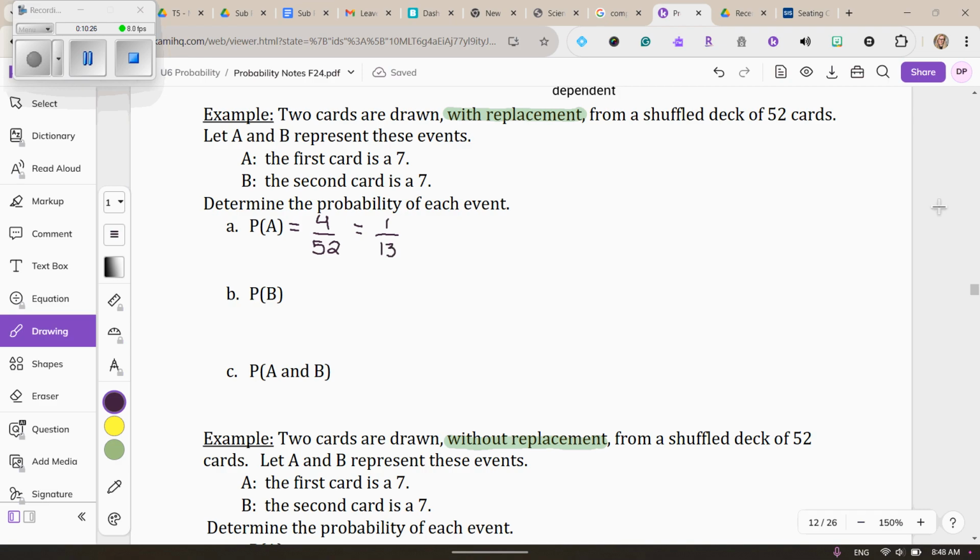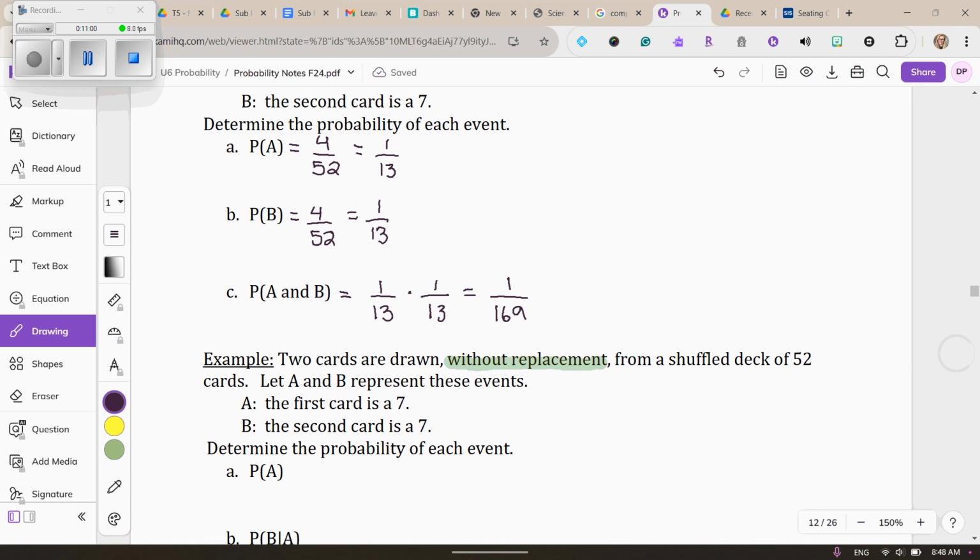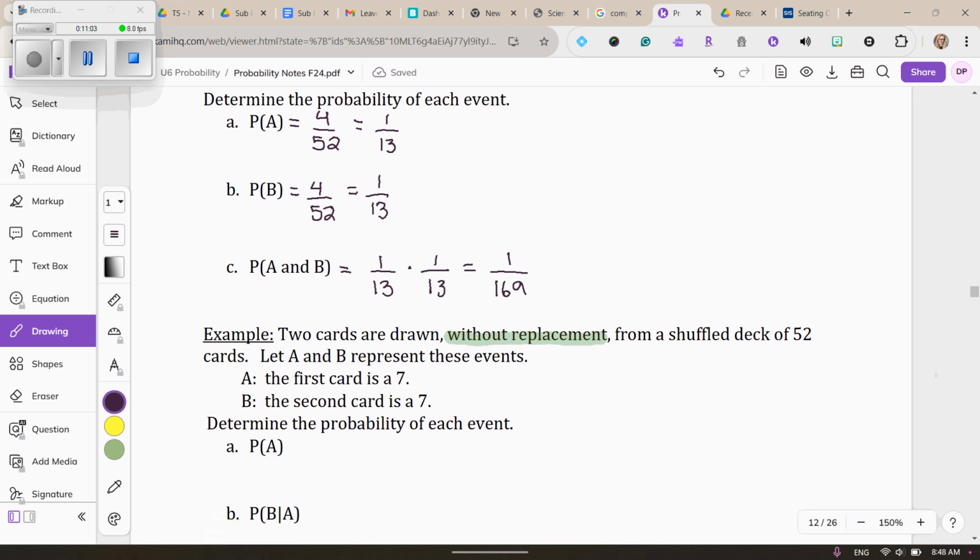Okay, probability of B. So now we've taken the card out, but we put it back in, so it is still 4 out of 52, which is equal to 1 over 13. So for the probability of A and B, we take those two probabilities and we multiply them. Okay, for multiplying fractions, we multiply the tops together and multiply the bottoms together. You can also type this in on your calculator, but please convert it back to a fraction. Otherwise, you have to worry about rounding.